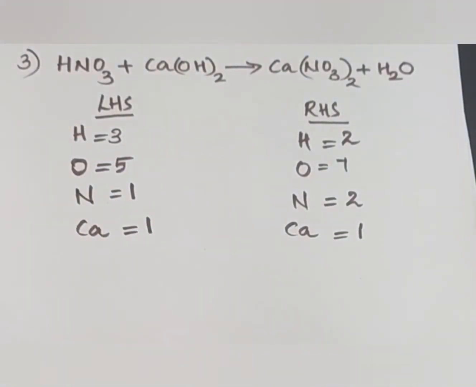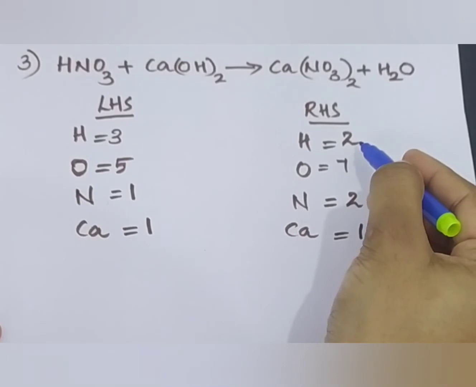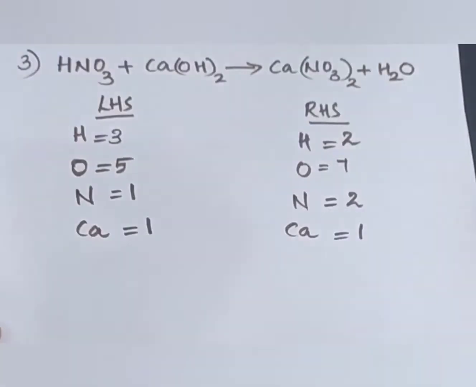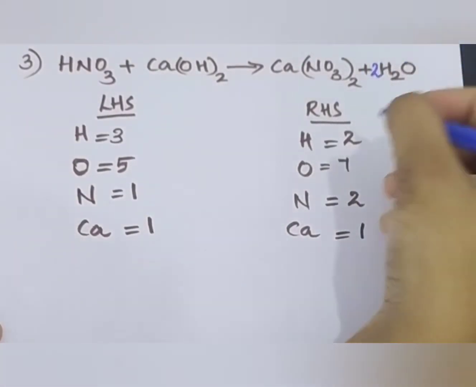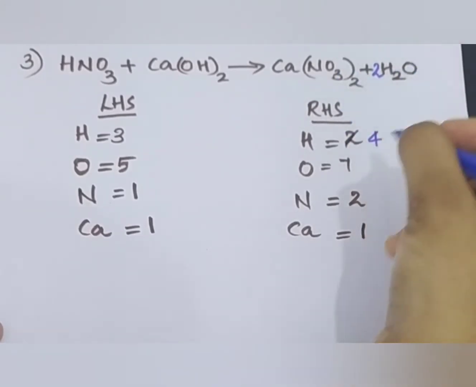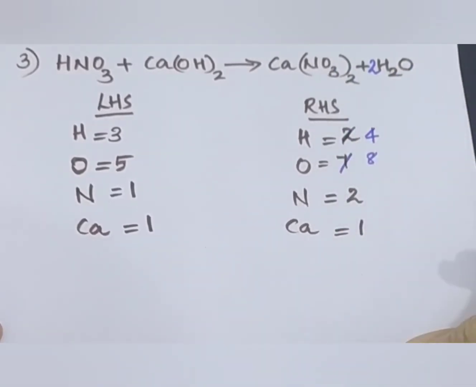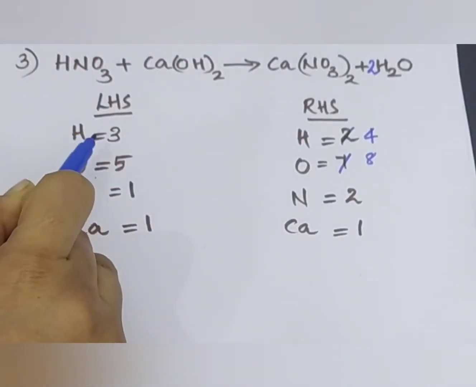So hydrogen is 2 there. It is 3 here. So we can put 2 for water. If we put 2 for water, it becomes 2 into 2. Hydrogen becomes 4. Oxygen is 2 plus 3 2s are 6. So it becomes 8. 2 plus 6 becomes 8.